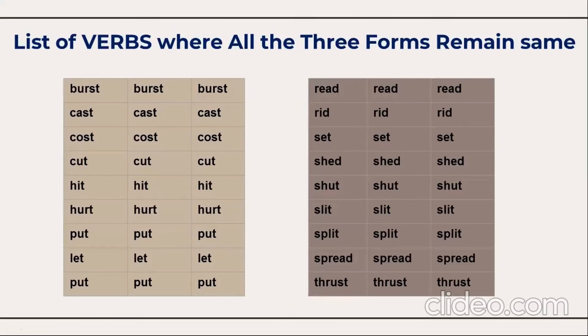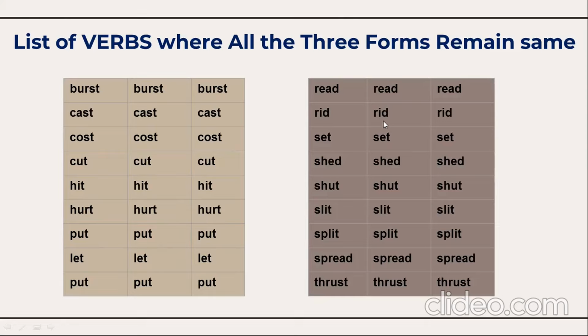Now the last but not the least, there are a few verbs which have all three forms the same, and these verbs will never take ed or en. All three forms will remain the same. For example, burst, burst, burst; cast, cast, cast; cost, cost, cost; cut, cut, cut. Don't say cutted or cutton, it's wrong. Hit, hit, hit; hurt, hurt, hurt; put. Don't say putten, it's absolutely wrong. Put, no change, no ed, en.